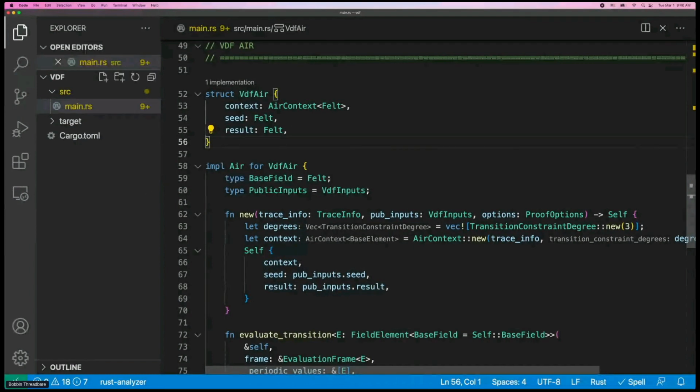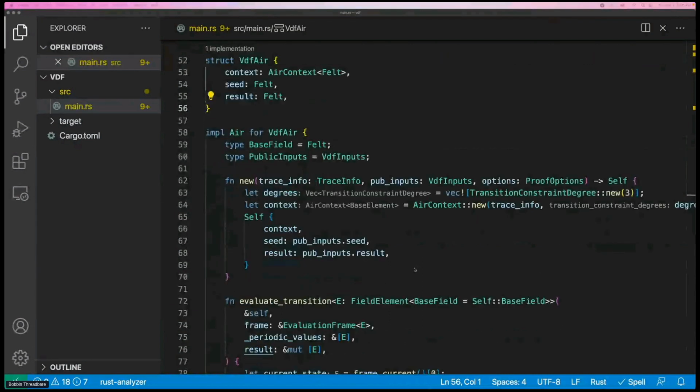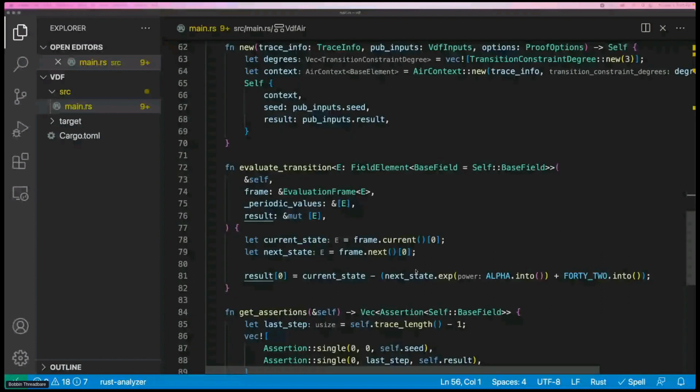Let me actually see if there are questions. Yeah, so why did I choose to reverse the operation? I think that's a good question and something that I should have explained. The main reason is that, as I mentioned, we want to keep the degree of transition constraints as low as possible.